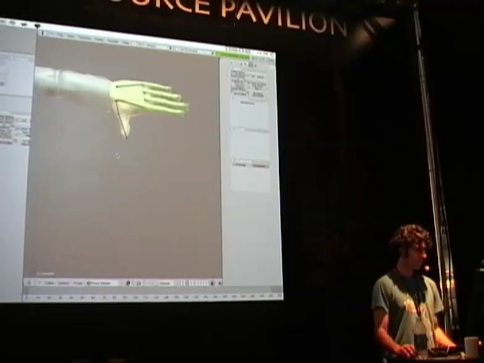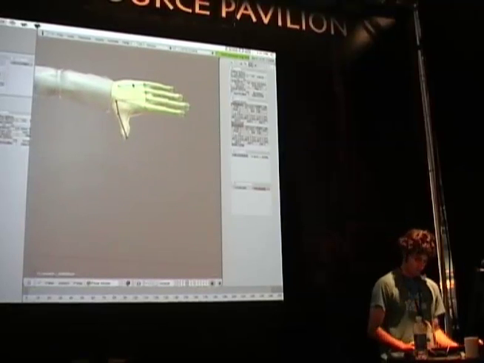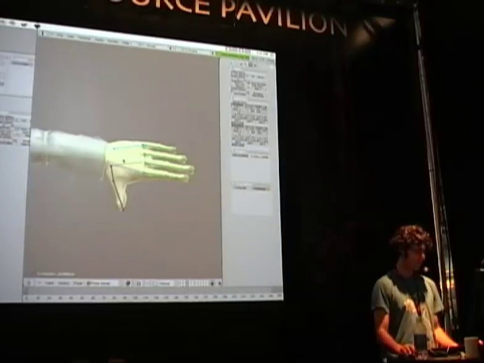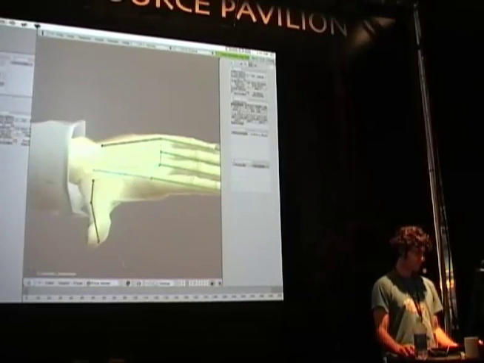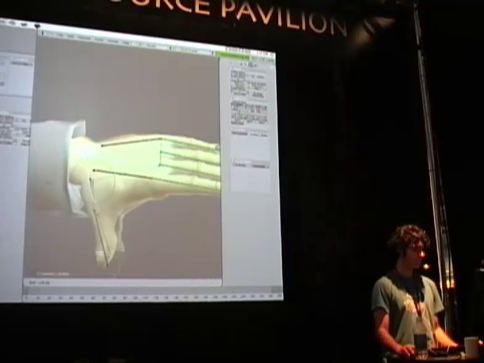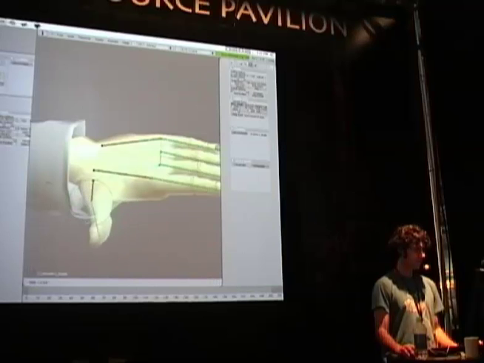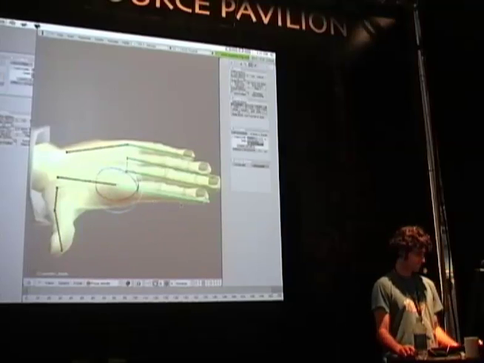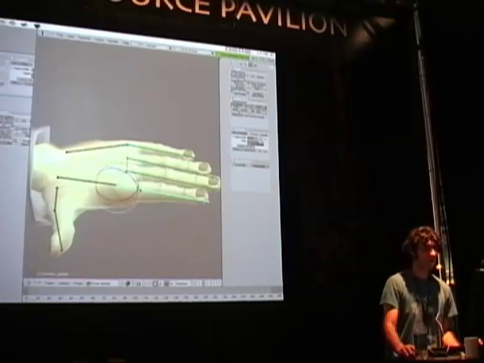Once again, we've got the same setup. We've got the bones constrained to control the rotation of the palm, rotation of the base of the thumb, rotation of the thumb, and the curl of the thumb, hand curl, finger curl, and finger rotation.